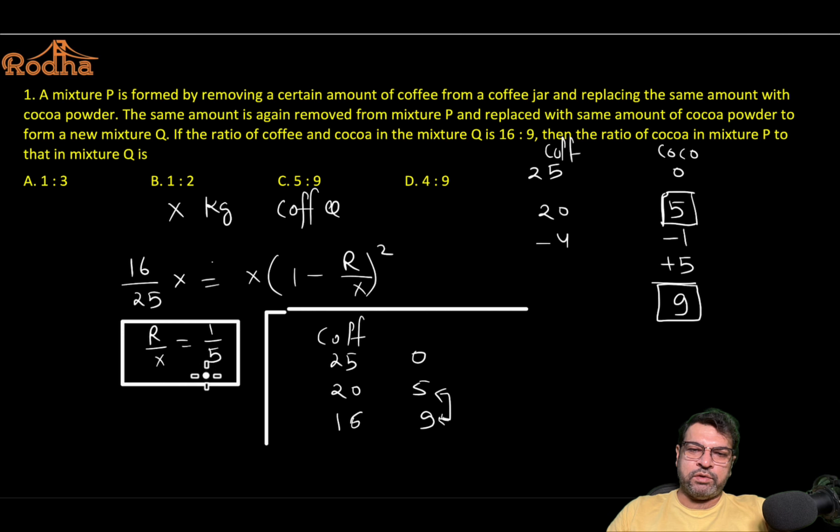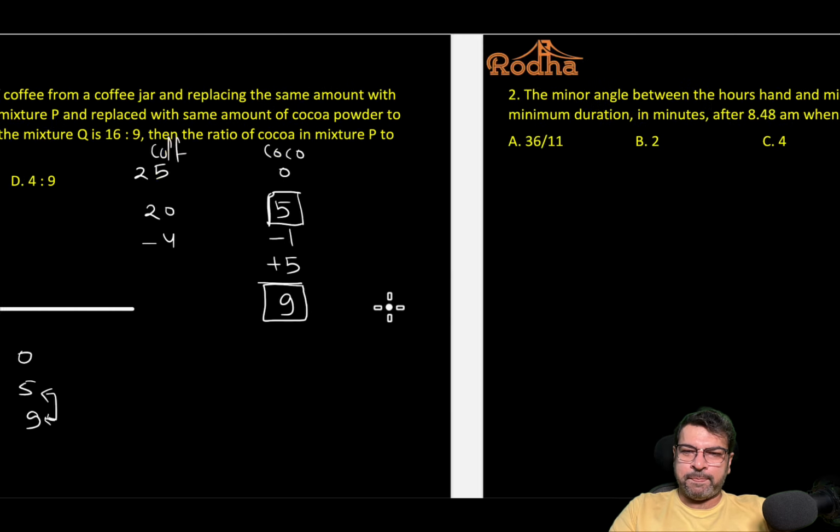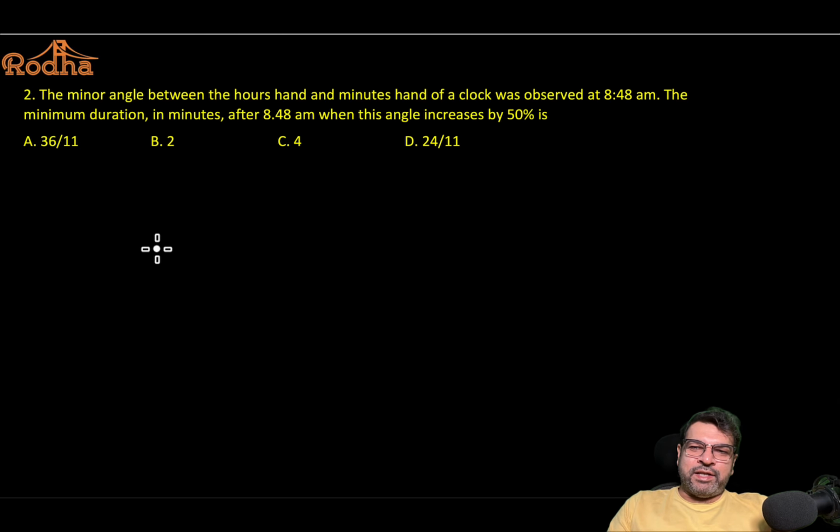Once you are clear with 1/5, aap fractions pe mat jao, aap logic pe jao. And you can solve the question like this. So 5 is to 9 aapka answer aa jayega using the approach. Clear hai? Question was not difficult, right? Manageable question, isn't it? ऐसा कोई गंदा concept तो नहीं लगा रहा. Alright, next पर आते हैं.